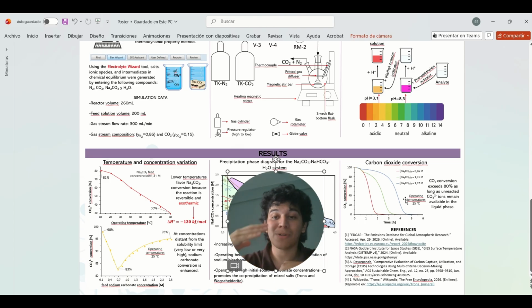Well, the last picture of the simulation, because in the laboratory I don't have all the results or all the points. In this picture, you can see carbon dioxide conversion and time, and you can see different fixed sodium carbonate concentrations. In this picture, carbon dioxide conversion stays at 18% as long as unreacted carbonate ions remain available in the liquid phase. These are the last results.